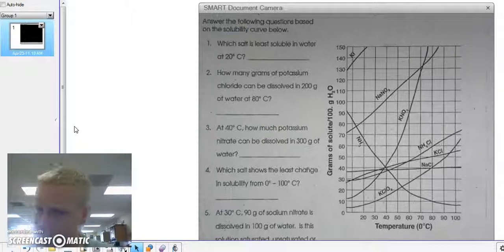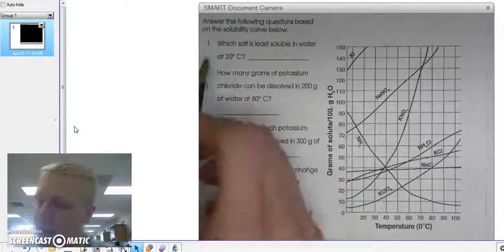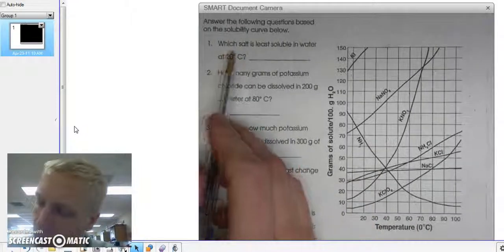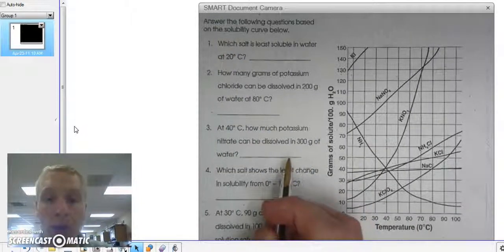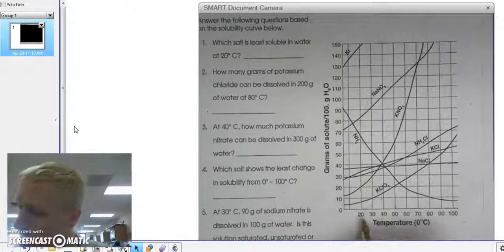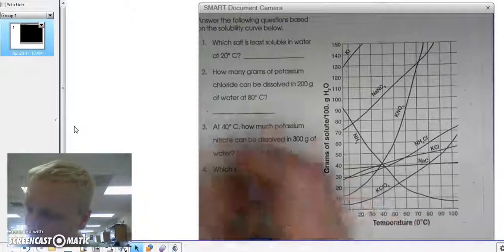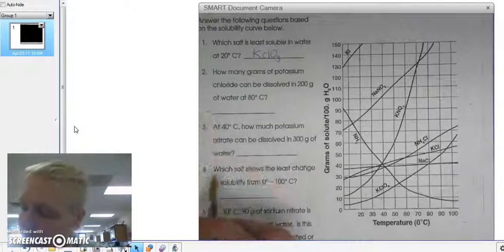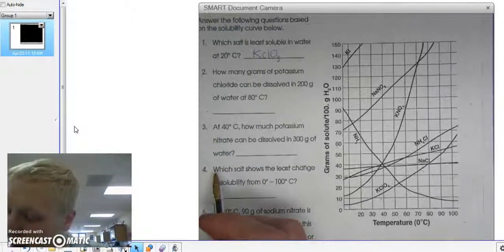Alright, now that we've got the main stuff, we're going to start trying to answer these questions using this graph. Which salt is least soluble in water at 20 degrees Celsius? Alright, so we're looking at 20 degrees Celsius. The one that can carry the least amount of solute looks like this guy, KClO3. So we're going to write KClO3.